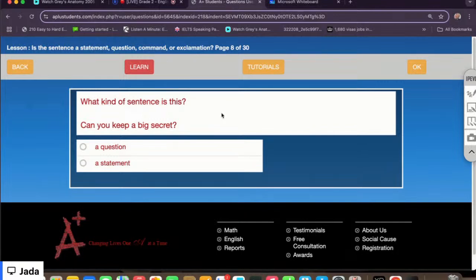Now we have, can you keep a big secret? Can you keep a big secret is also a question. So it ends with a question mark. So yeah.